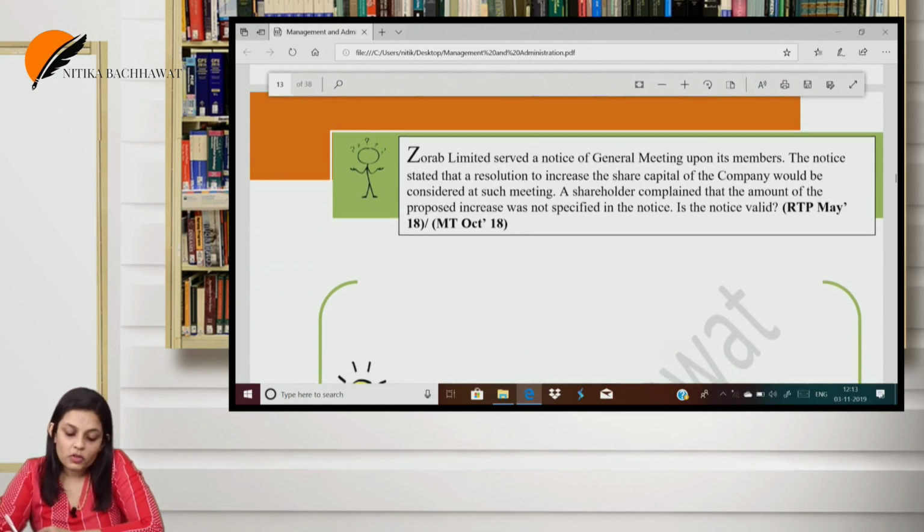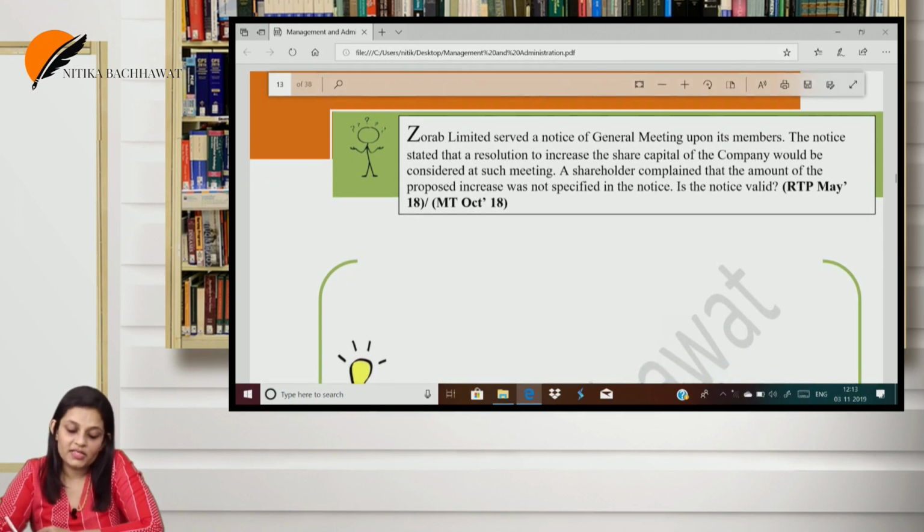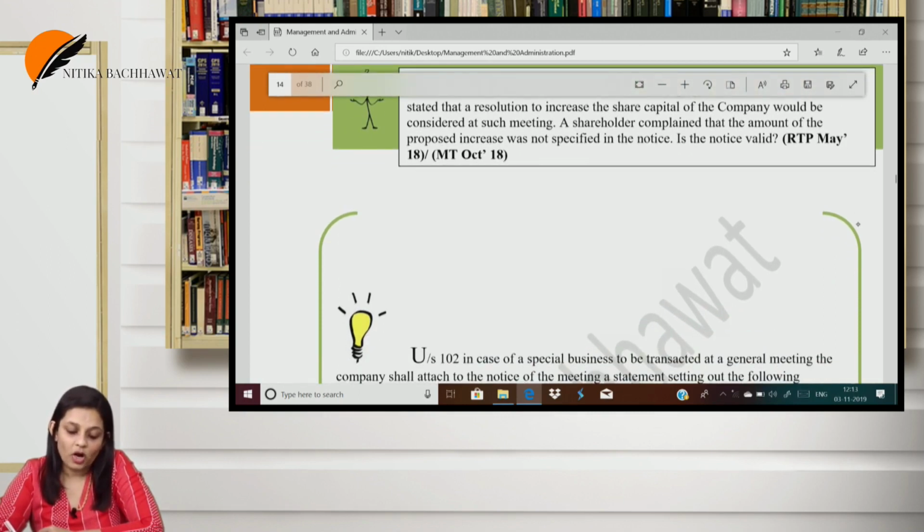Zorab Limited served a notice of the general meeting upon its members. The notice stated that a resolution to increase the share capital of the company would be considered at such meeting. A shareholder complained that the amount of proposed increase was not specified in the notice.